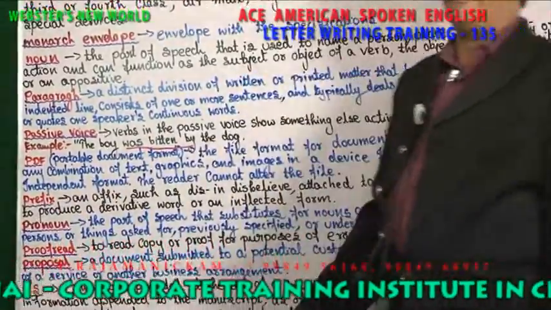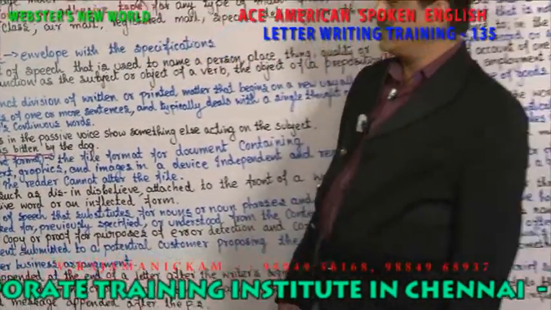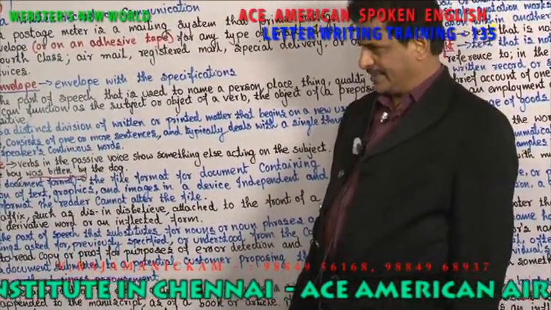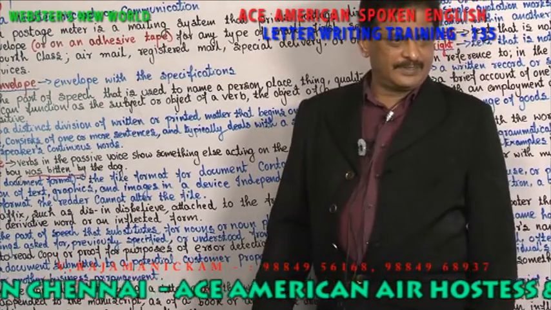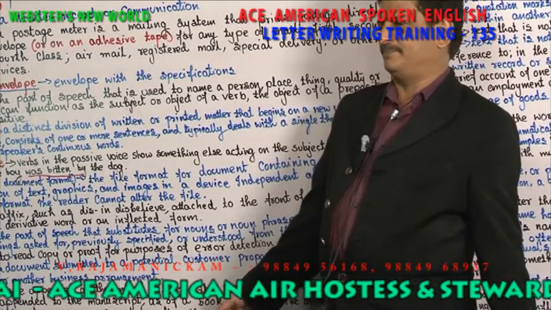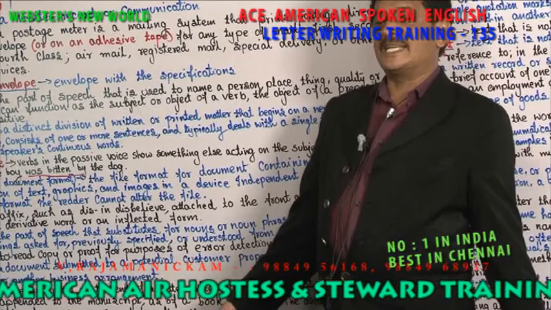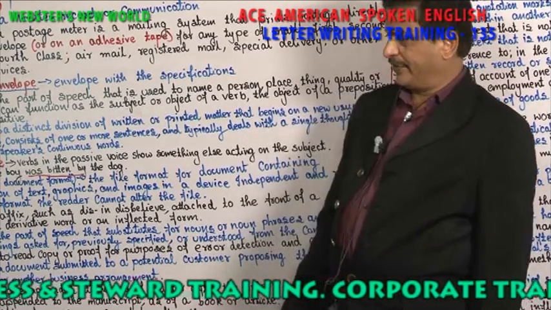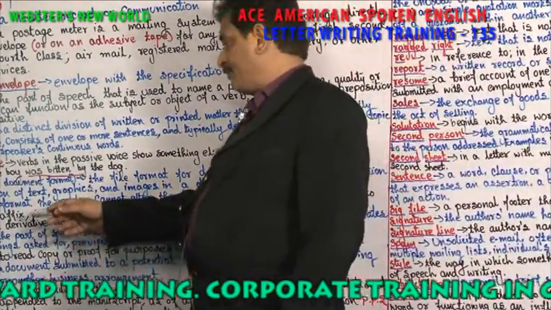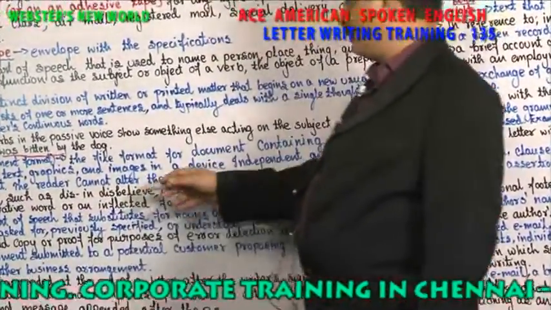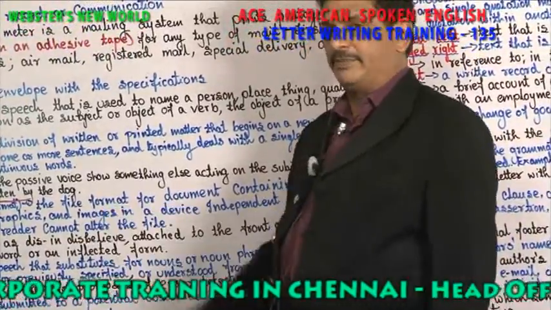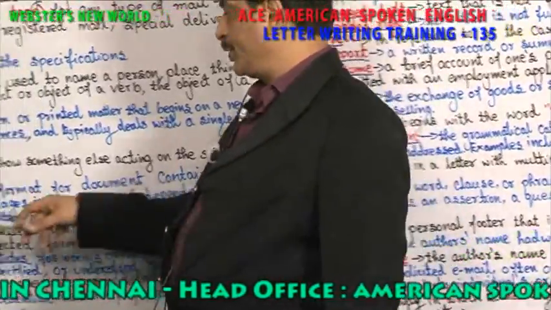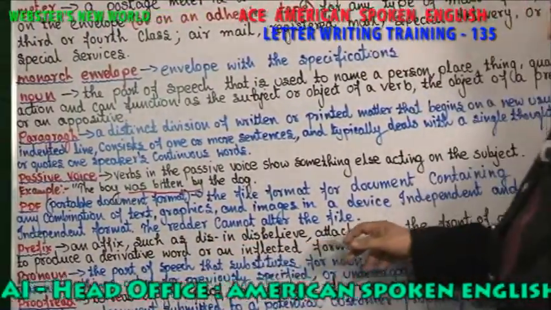Prefix, what do you mean by prefix? See, happy is a main root word. You put unhappy, means what? That un is called a prefix. Un means what? No, right? For example, any other word. For example, inspector, you put sub-inspector. Sub becomes what? Prefix, right? So, prefix and affix, such as dis in disbelief. Believe is a word, disbelieve means what? Not believing. Attached to the front of a word to produce a derivative word or an inflected form.